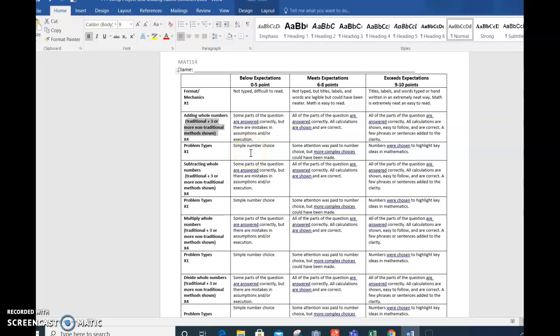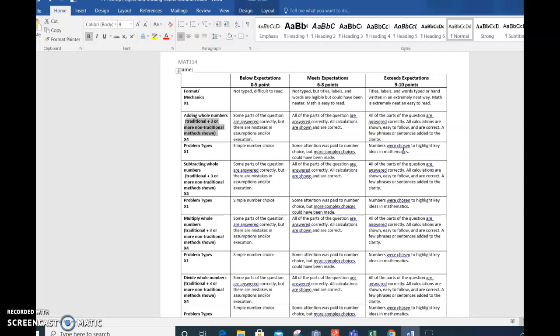So you need to show things that make you regroup, more complex numbers. So you want to have strategic numbers that you choose that highlight the key ideas, okay? So if you're rounding with compensation and there's really no reason to do that, like 201 plus 301, why would you do that? That doesn't make sense.